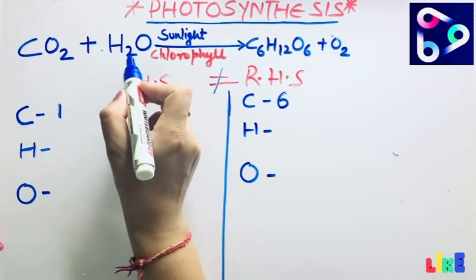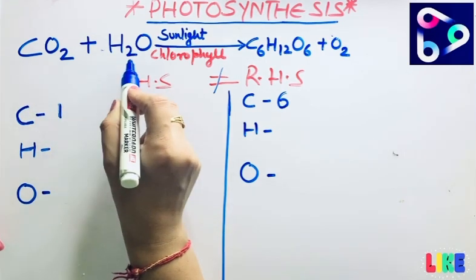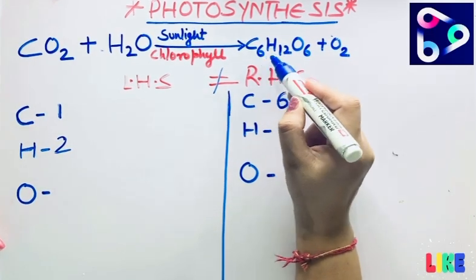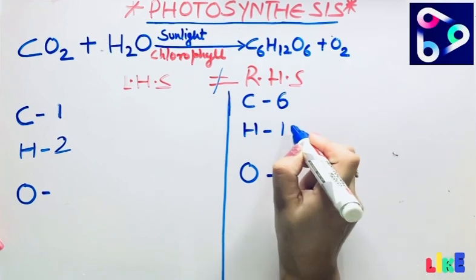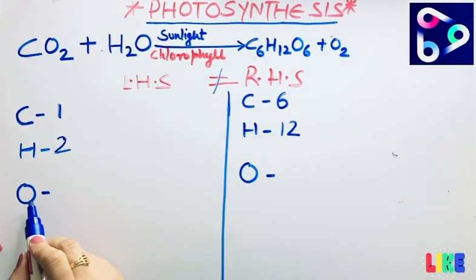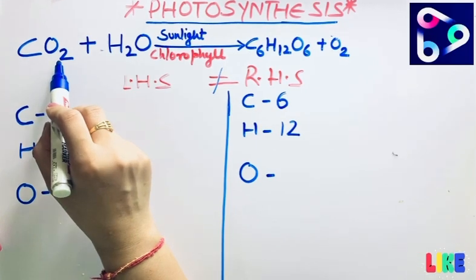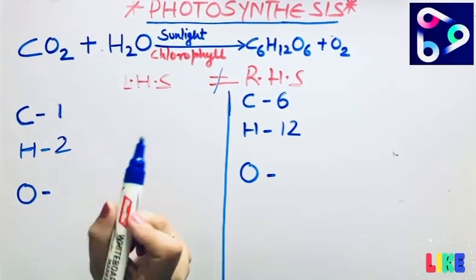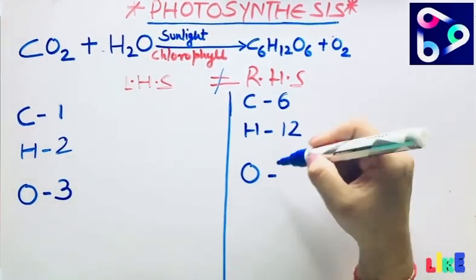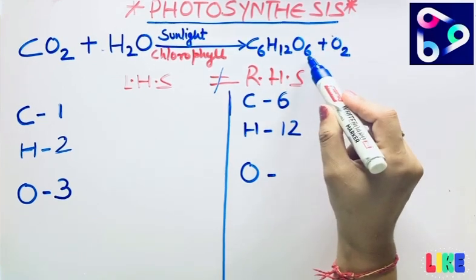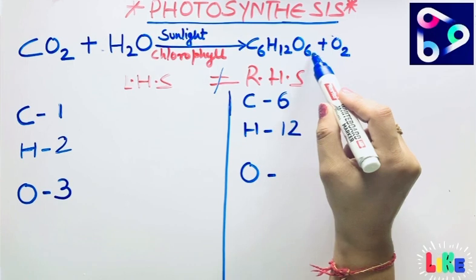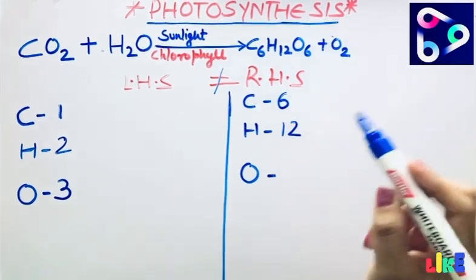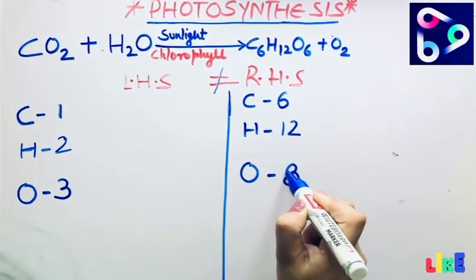What about hydrogen? Here I have only 2, so I write 2. Here it's 12, so I write 12. And here comes the turn of oxygen. Oxygen is 2 here, and in between after the plus sign there is one more oxygen, so 2 plus 1 is 3. Now how many oxygen here? O6 means 6 oxygen, plus 2 is here also, so 6 plus 2 means 8. Yes, we are going correct.